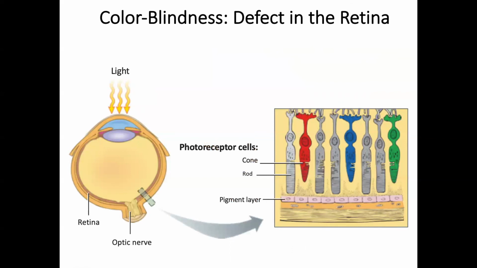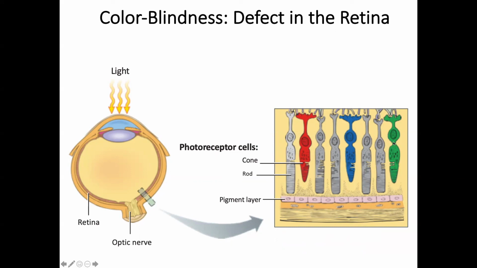But what causes color blindness? In the retina, there are 2 types of light receptor cells. We name them photoreceptor cells. The rods are sensitive to differences of light intensity, and the cones are sensitive to differences in color. There are 3 types of cones: the red sensitive, the blue sensitive, and the green sensitive.